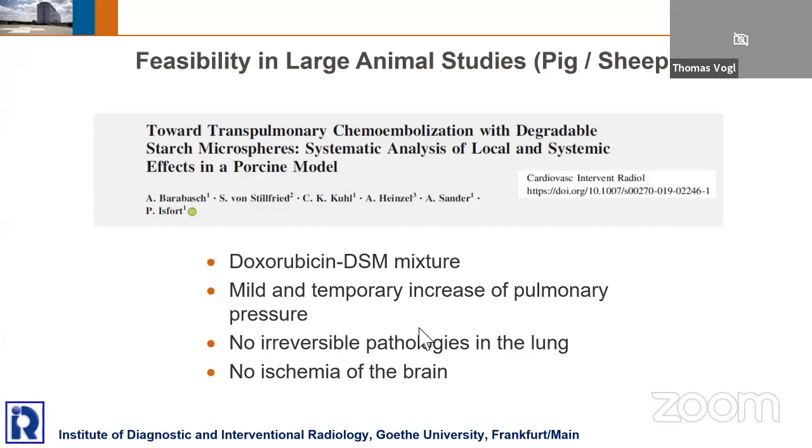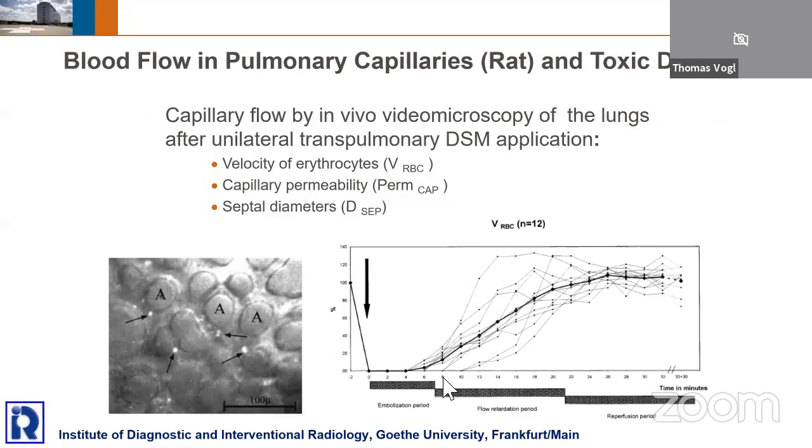And so currently there are a lot of studies done for this treatment, like the group from Aachen. They evaluated the safety of this technique in a porcine model and found out that there's only a mild or temporary increase of the pulmonary pressure, normally no irreversible pathologies in the lung and no ischemia of the brain. So they found out, and this was used also for further studies, that this is a quite safe technology.